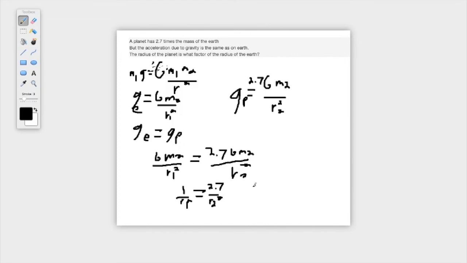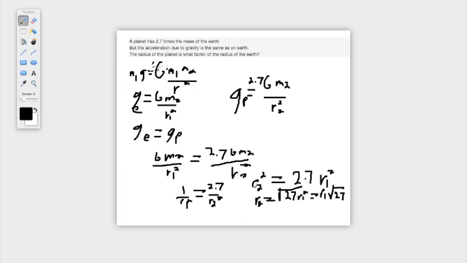So we're going to cross multiply. So you get r2 squared equals 2.7 times r1 squared. Then you square root both sides. You get r2 equals the square root of 2.7 r1 squared. But the thing is, you can actually take an r1 out, because the square root and the square cancel out, so you get r2 equals r1 times the square root of 2.7.